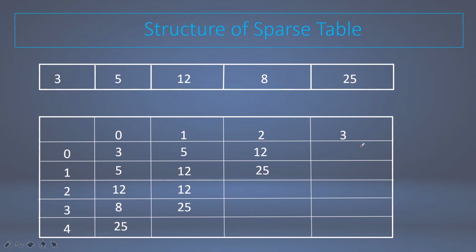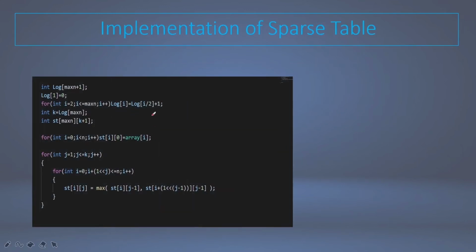So then I will make the block size of 8, but the length of the array is only 5, so I can't make any block of size 8, right? So I will not go further then. So this is all the sparse table I can make from this array. Okay, let's see the implementation.